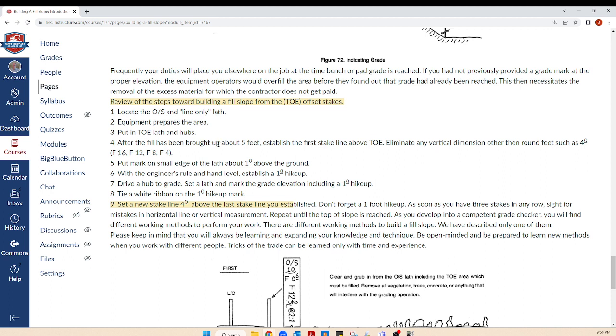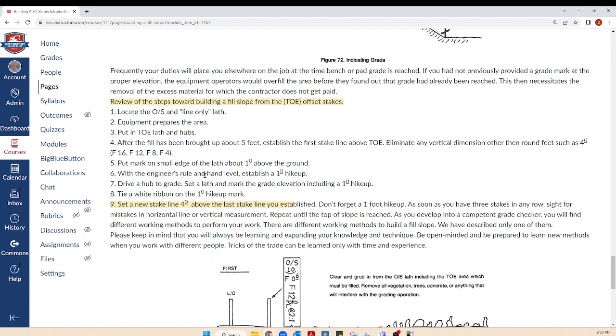After the fill has been brought up to 5 feet, establish the first stake. We did that. Eliminate any vertical dimensions other than the round, highest multiple of 4 deal. Here they are: 16, 12, 8, and 4. Put a mark on the small edge of the lath about a foot above the ground.